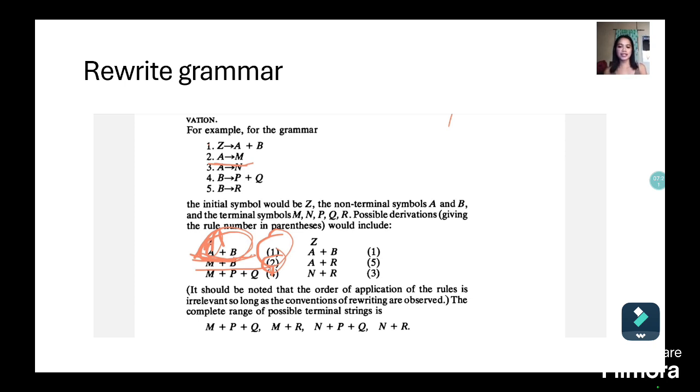So the possible derivation giving the real number in the parentheses would include: Z replaces A. So we replace Z with A plus B. Next, applying rule number 2, we replace A with M.